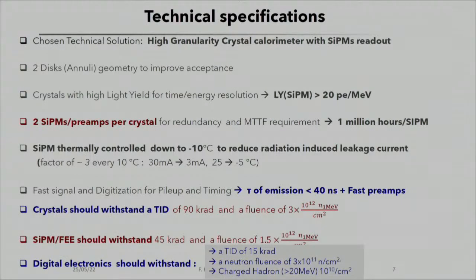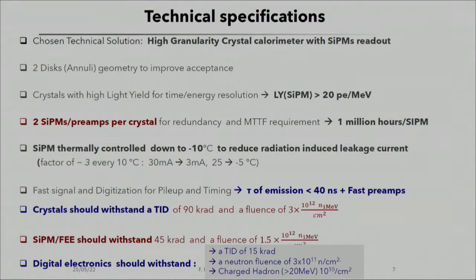So the technical specification to fulfill the requirements that we just talked about: we decided to build a high granularity crystal calorimeter with SiPM readout. So eventually the geometry is going to be two annuli to improve the acceptance. The crystals have to have a very high light yield in order to have the best energy and time resolution. We evaluated that we need at least 20 photoelectrons per MeV. We are going to have two SiPMs and preamps per crystal.